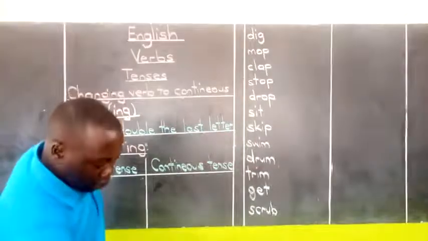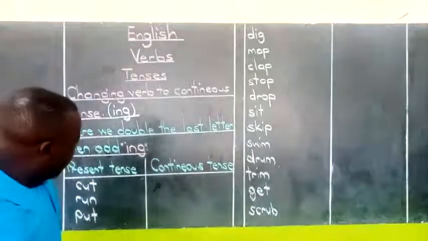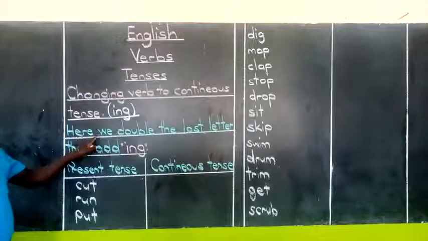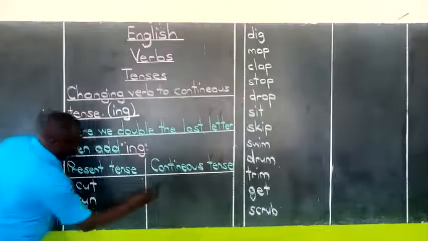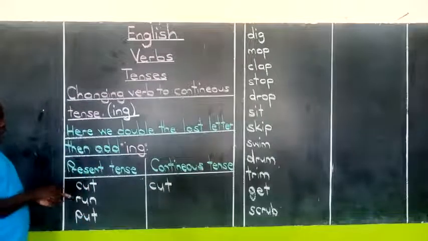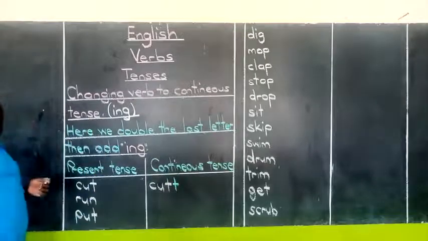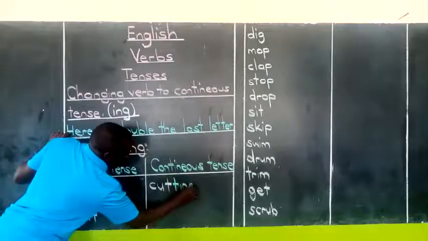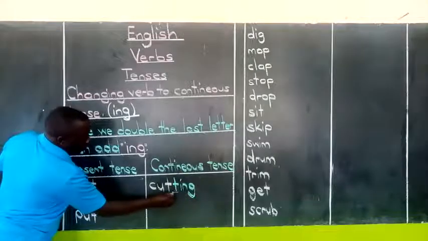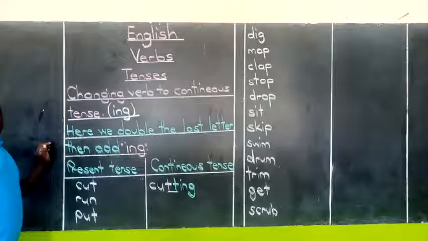So let's look at how to change them to continuous tense. Cut, they say here we double the last letter. So cut, we shall have cutting. I'll say double. That means add the same letter the second time. Then add ing and we get cutting. This is what you call double. They are two and they are supposed to be the same.